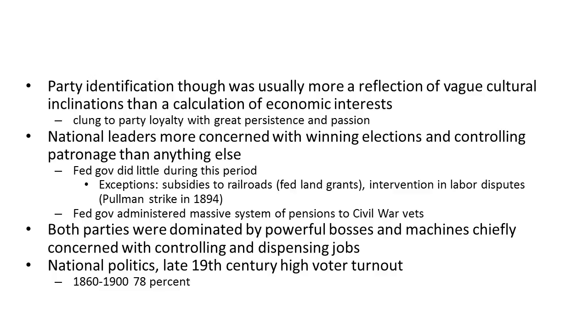And that is something that also helps people be very, very involved in their parties. And we should understand that because there was a direct correlation between your vote and some expected reward, voter turnout in the 19th century is extremely high, pushing about 78%. Now, while there was a lot of rewards and patronage handed out, the federal government actually did very little. The big exceptions are subsidies to railroads and intervention in labor disputes and administering a system of pensions for Civil War veterans. Beyond that, and beyond handing out of patronage and those rewards, that's about all the national government did.